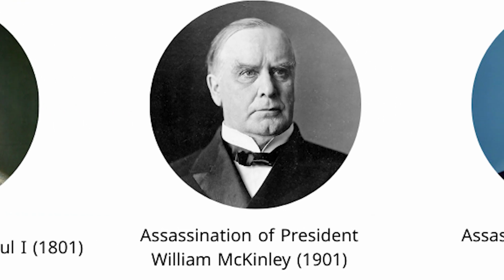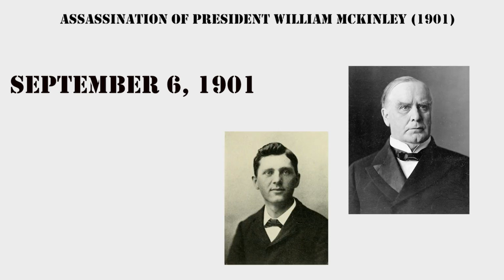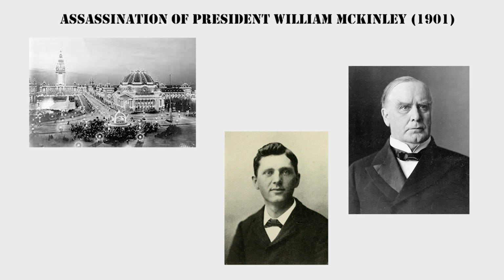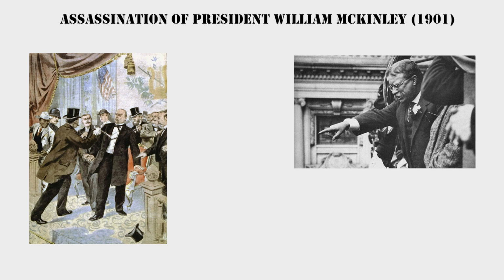10. Assassination of President William McKinley, 1901. On September 6, 1901, US President William McKinley was shot by anarchist Leon Czolgosz at the Pan American Exposition in Buffalo, New York. McKinley's death elevated Theodore Roosevelt to the presidency.